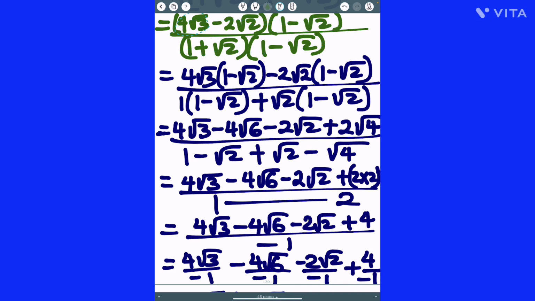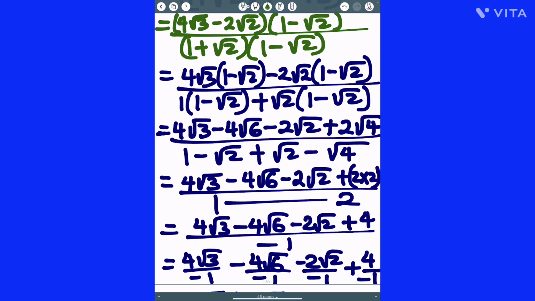So I'll take 4 root 3, multiply it by the second bracket here, 4 root 3 times 1 minus root 2. I'll also take minus 2 root 2, multiply it by the second bracket to get minus 2 root 2 times 1 minus root 2. So my multiplication starts here. 4 root 3 times 1 is what? 4 root 3. Then 4 root 3 times root 2 will give me 4 root 6.